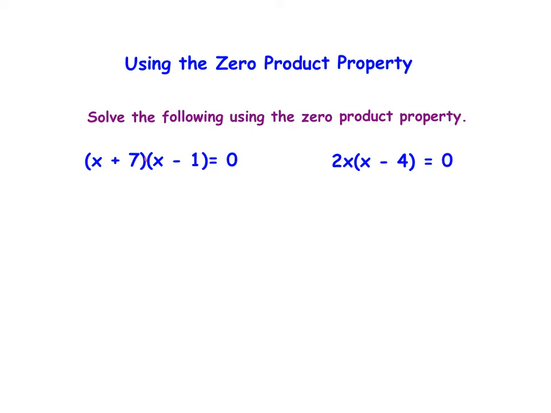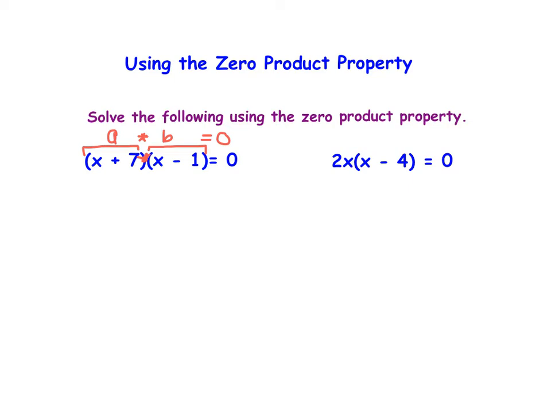So if you look closely at what you see on the screen, in this first example you have x plus 7 times x minus 1 is equal to 0. And while this might not look like the zero product property because it doesn't have a and b, this is really stating that a times b equals 0. A is equal to x plus 7, b is equal to x minus 1, and what this is saying is that a times b, whatever they are, equals 0.